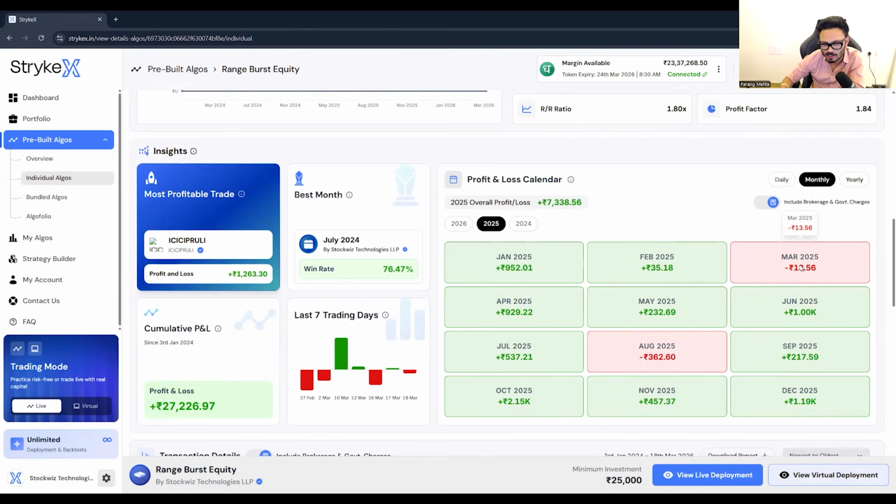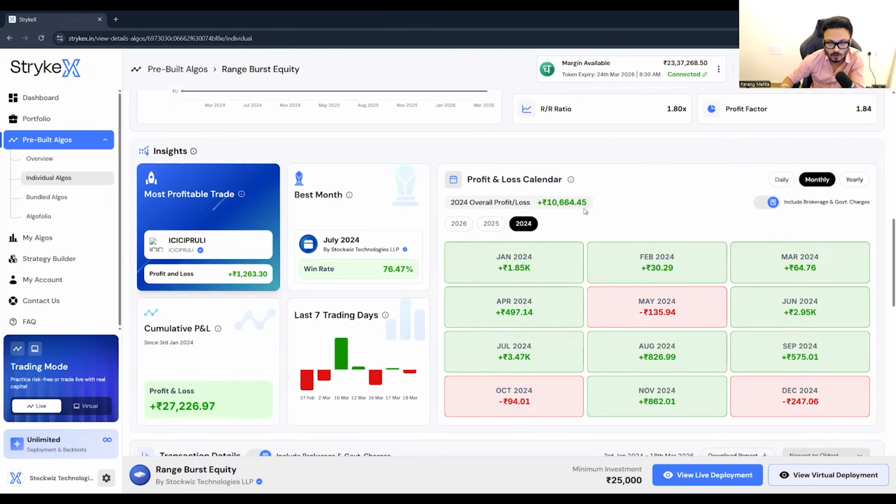February was flat. March was flat. Again, 4% in April, flat. Then again, it made about 4.5% here. Then it made good money in the month of October. It almost made 8%. So on an overall basis, it made about 7,000 rupees in profit on a 25,000 rupee capital. So it becomes close to 25-26% returns on the equity segment.